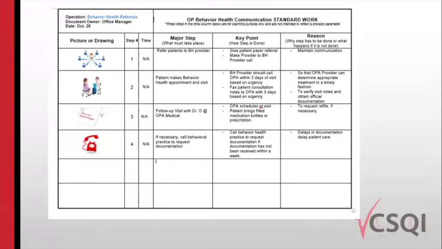This was helpful for one, helping the practice get on the same page for how they're going to do this and what they can expect of each other. And it was also helpful for this practice to share this with their behavioral health providers to let them know this is going to be our new process internally. This is what we're asking of you. If for some reason you cannot do step 3 or 4 the way that we're asking, please let us know and we will modify this accordingly.